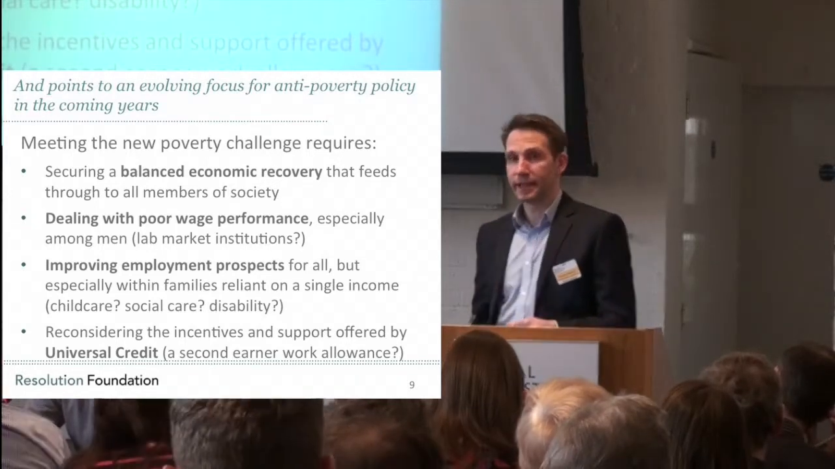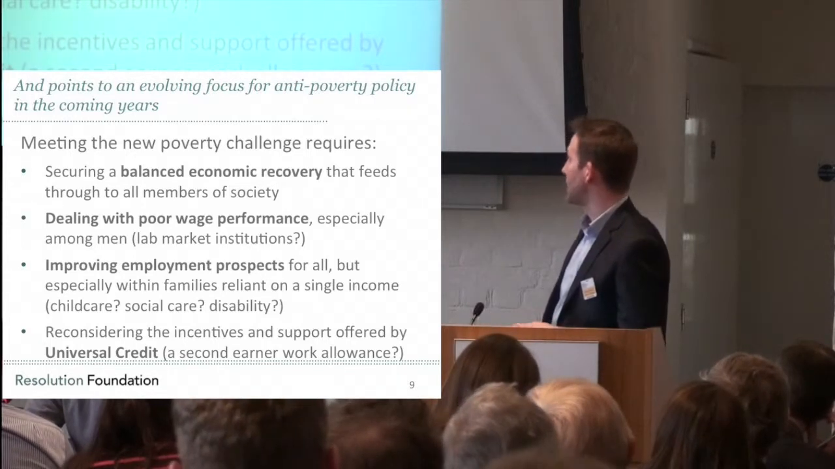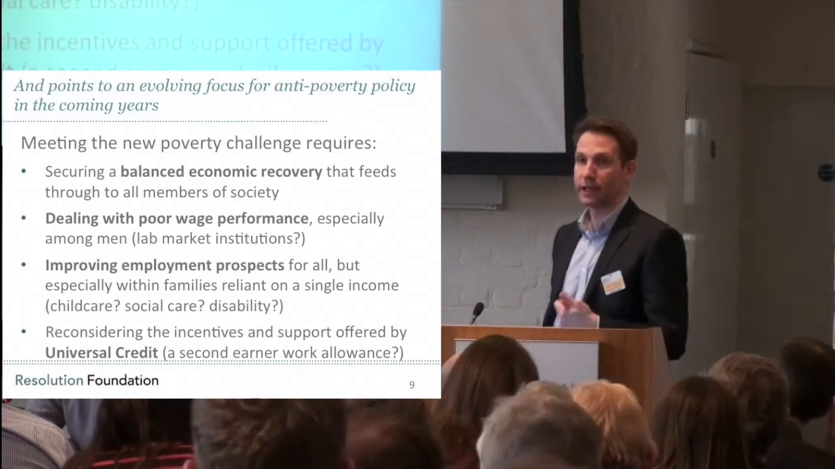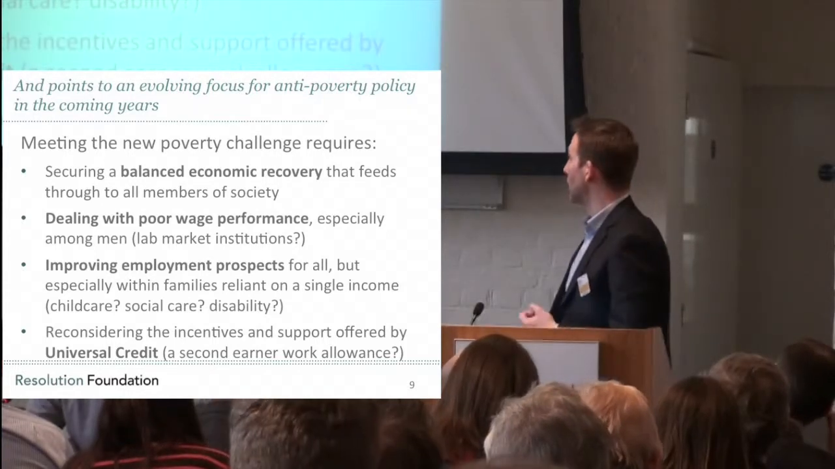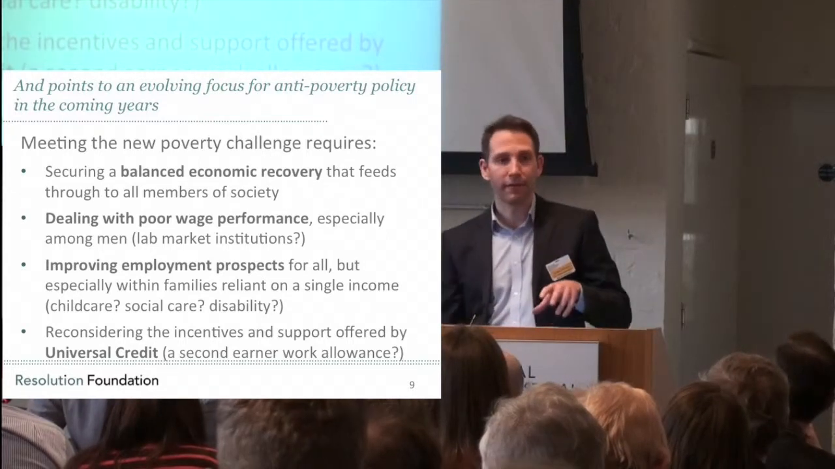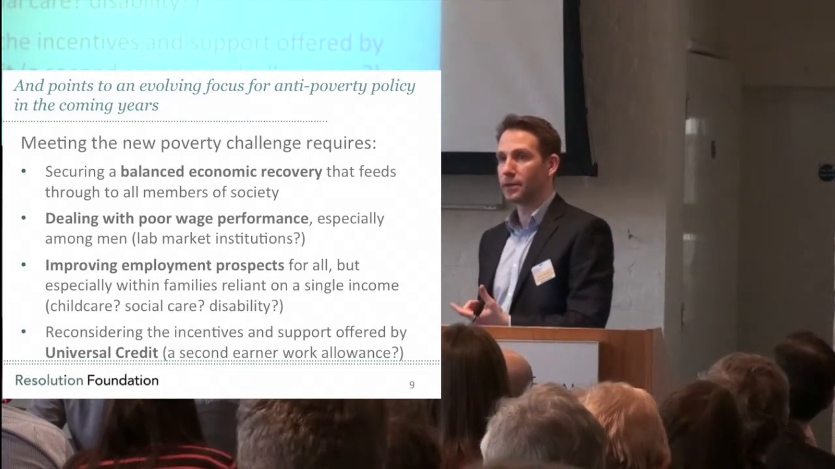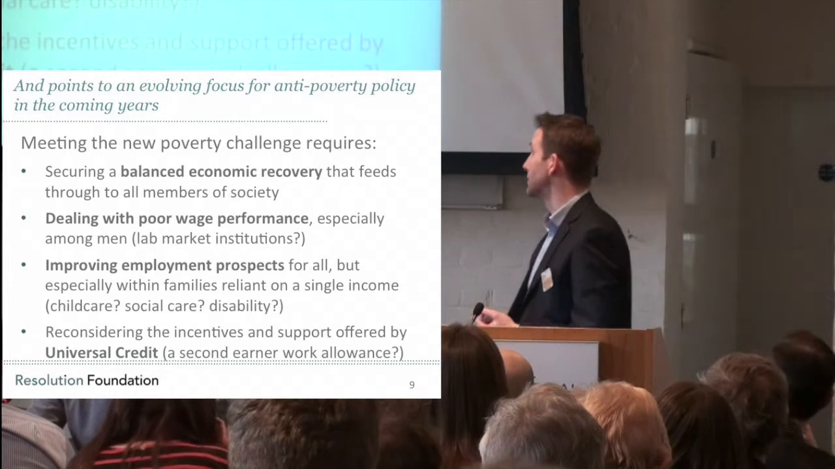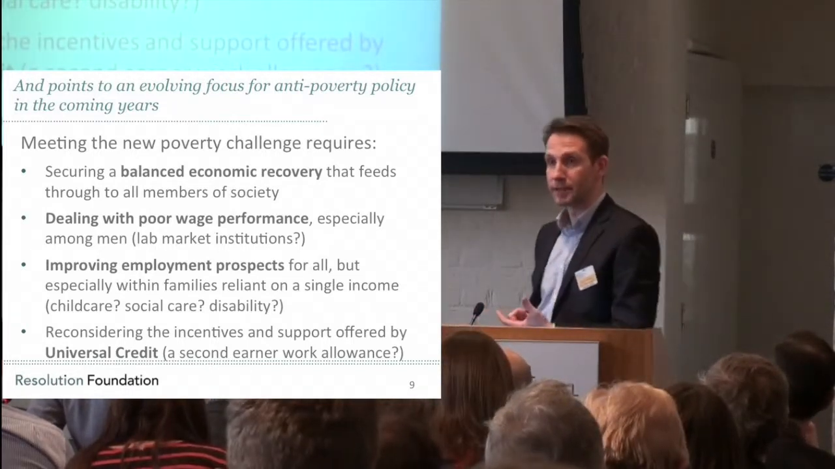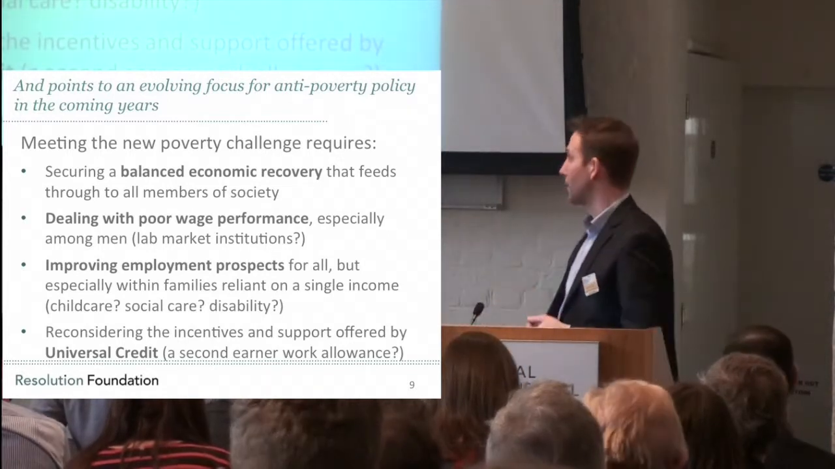If working poverty is the new thing that we are focused on, then how do we deal with poor wage performance, especially among men? And we can look at labour market institutions, national minimum wage, living wage, unionisation, all those kind of factors. But also employment prospects. So again, if the dynamics within households matter, how do we boost employment within households so that we have not just one person in work, but two people in work, for instance? And so there we need to think about childcare, social care, and there is this issue about disability as well. So disability in terms of household choices, but also in this non-parent group.